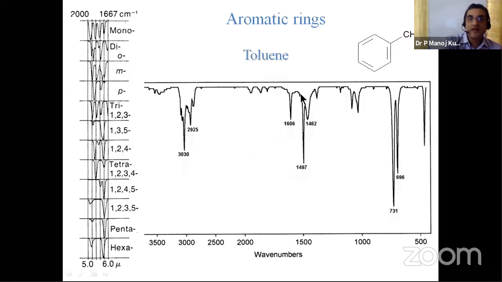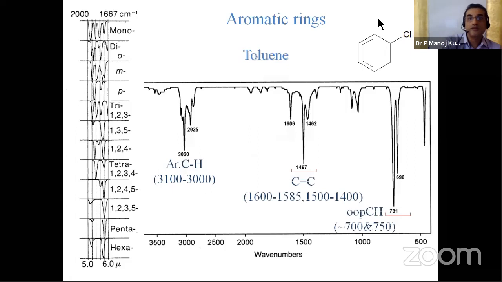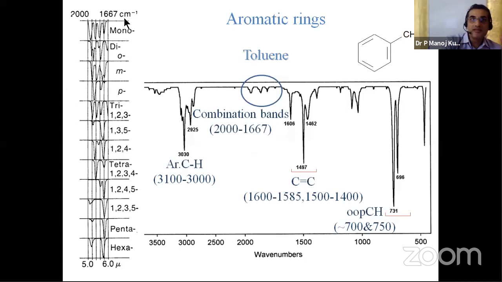1400 to 1500, 1585 to 1600. We are getting two peaks for a benzene ring, and multiple other peaks. Because of the methyl group, you will get CH bending vibration and all. See here, I just noted it. See the pattern of the band that you're getting between 1667 to 2000. You compare with this particular chart, it resembles the first one, so it is mono-substituted.